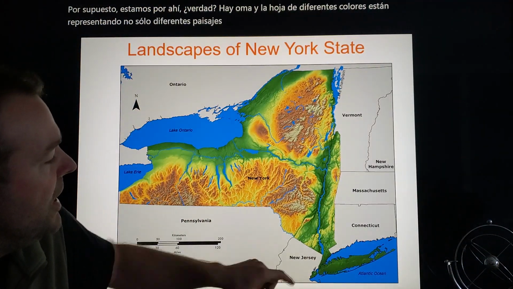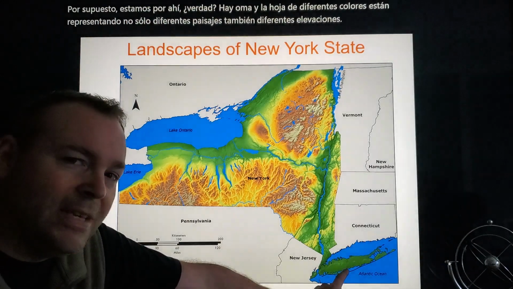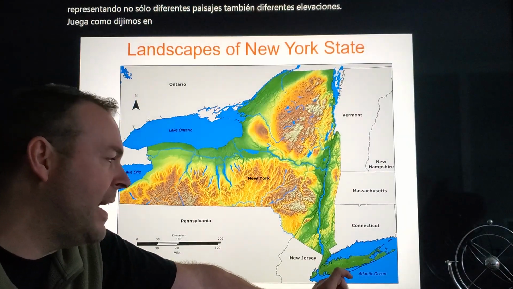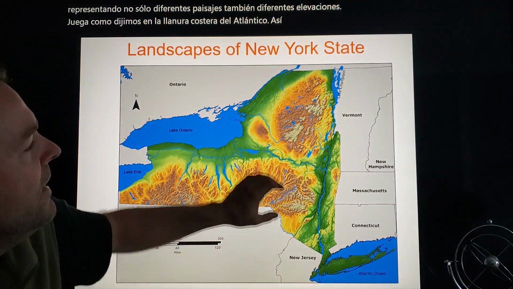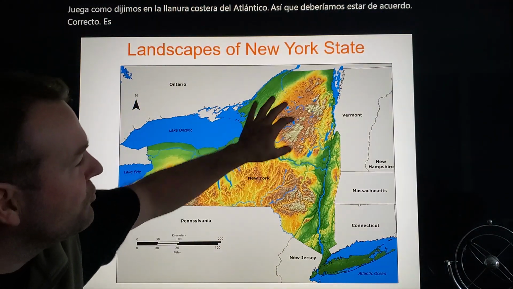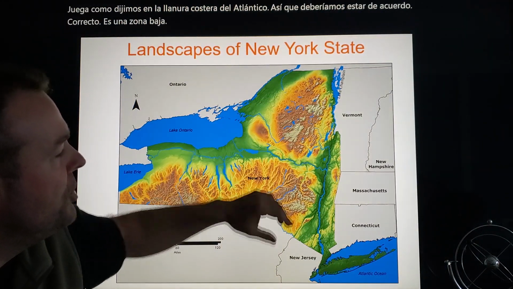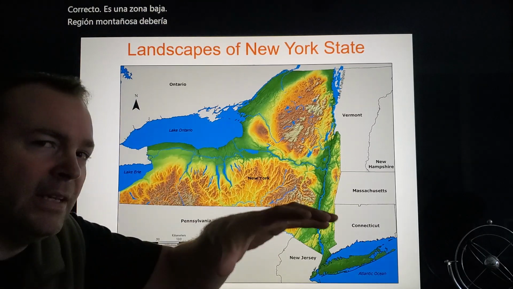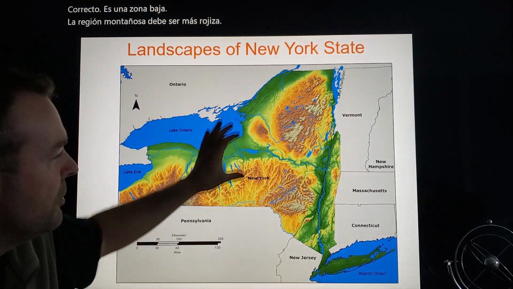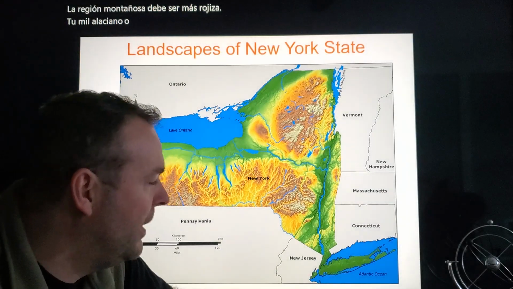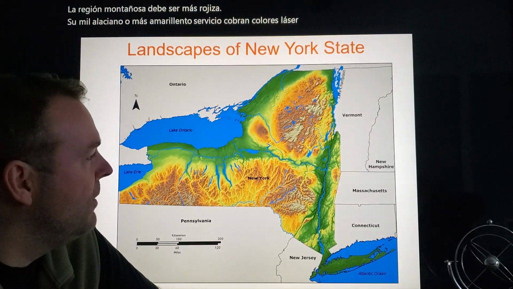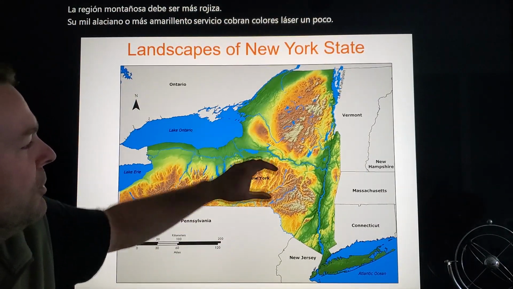And you'll notice, we're in a plain, like we said, the Atlantic coastal plain, so we shaded that green, right? It's a low area. The Adirondacks are the mountainous region. They should be more reddish. And your plateaus, your middle elevation, are more yellowish. So this chart blends the colors a little bit. I'll clear that up for you on the lab in a moment. But just kind of a good view of that.